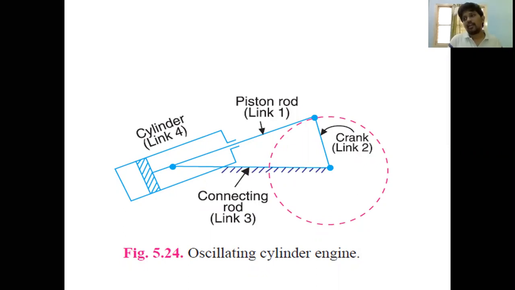But in the 4-bar chain mechanism, we defined that any mechanism with no link having one complete revolution is useless. But you can take the pendulum as an exception, because in the pendulum engine, sometimes you don't have a complete revolution, but in the oscillating engine, you'll definitely have some revolution.